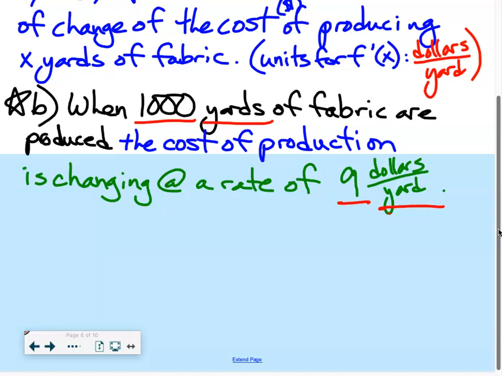So f prime of 1,000 equals 9 in this problem says, hey, when we produce 1,000 yards of fabric, our cost of production is changing at a rate of $9 per yard, which means, is the cost of production increasing or decreasing at that moment? It's increasing. It's actually becoming more expensive to produce more fabric, right? The more fabric we have to add onto that bowl, the higher the cost of production becomes. We're going to talk about this in just a second.